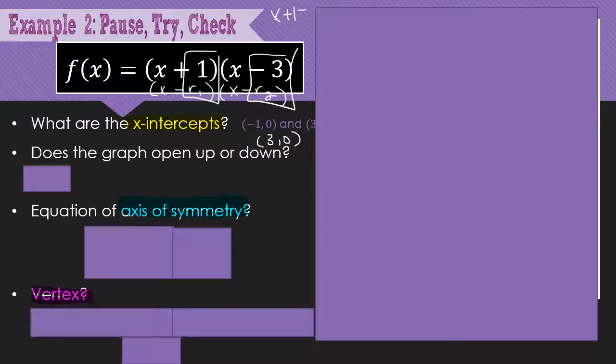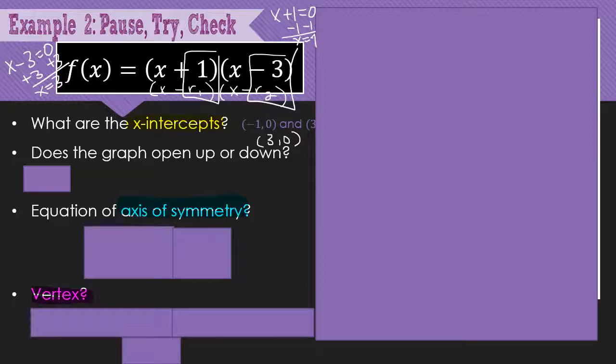Remember the reason we're getting these? We're setting that binomial x plus 1 equals 0, so when we subtract 1 from both sides, that's where we get that -1. Same with the x minus 3, set equal to 0, I'm adding 3 to both sides to get x by itself, so x equals +3. That's why we flip the sign.